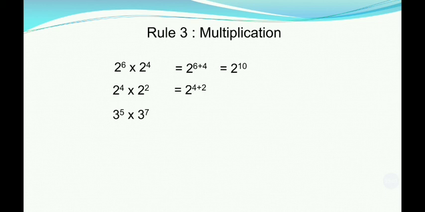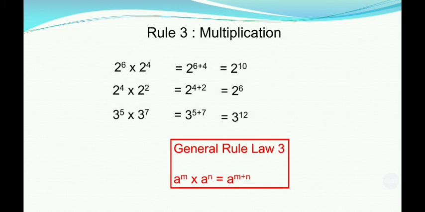So next we have 2 to the power of 4 into 2 to the power of 2. So here also we can simply add the powers. So it becomes 2 to the power of 4 plus 2. That is equal to 2 to the power of 6. Next, coming to the next example, 3 to the power of 5 into 3 to the power of 7 is equal to 3 to the power of 5 plus 7. So you will get it as 3 to the power of 12. This is law number 3. So generally we can give the formula as a to the power of m into a to the power of n is equal to a to the power of m plus n.